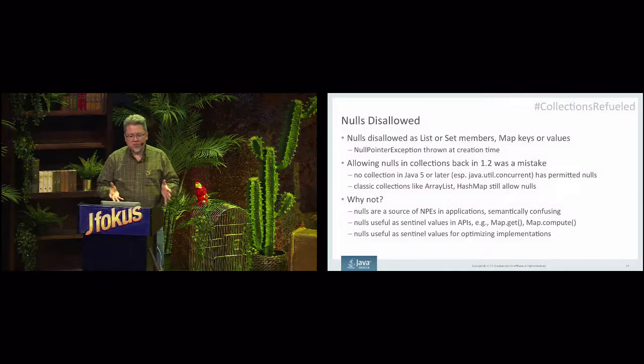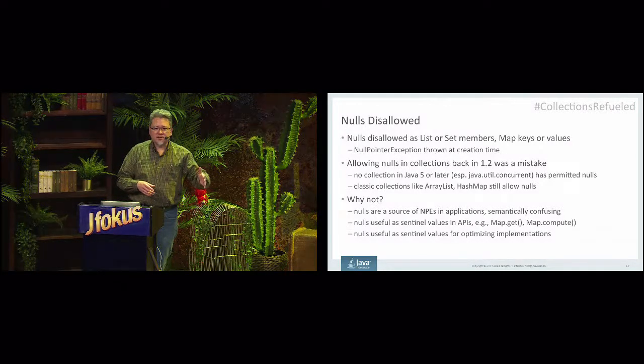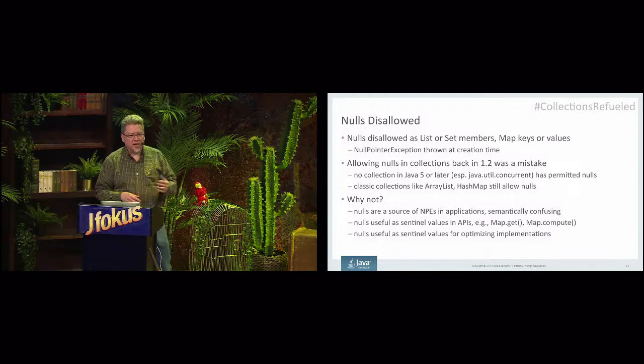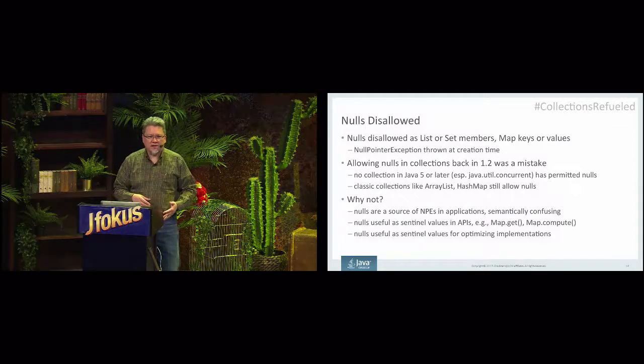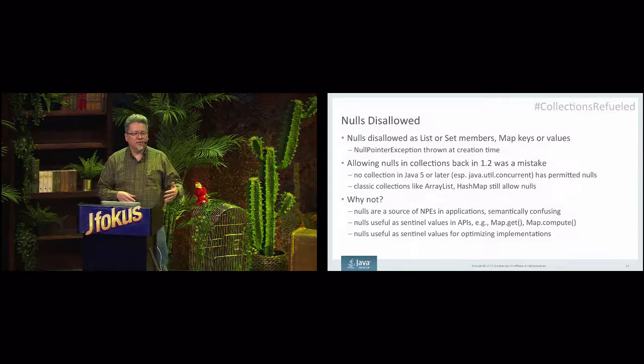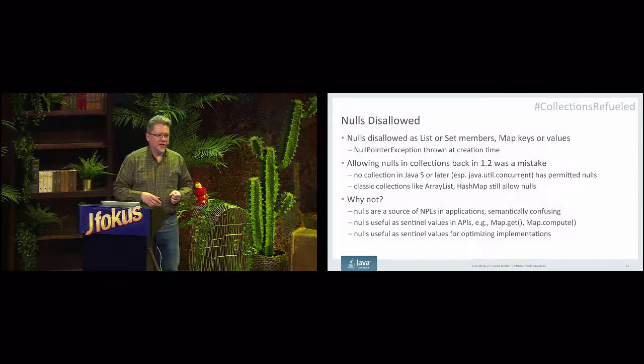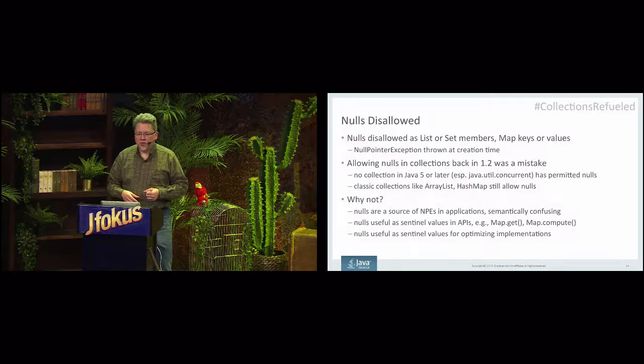And this mostly continues the precedent that was set probably 10 years ago when, as I said before, most recent collections have not supported nulls. So anyway, all of the new collections, the List.of, Set.of, and Map.of, if you put a null into the argument list, then you'll get an immediate null pointer exception.